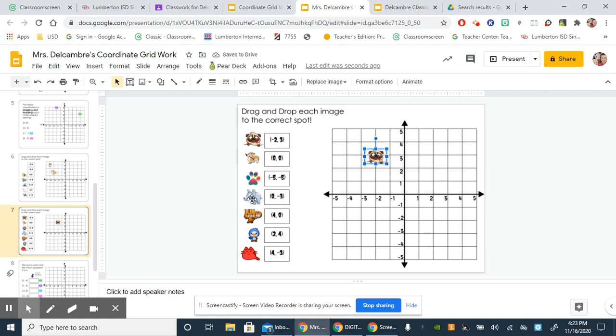Okay, I'm going to drag this little elephant right here. So he stays at 0. I don't go anywhere left to right, but I'm going to go down to -3 and drop that little elephant right down there.